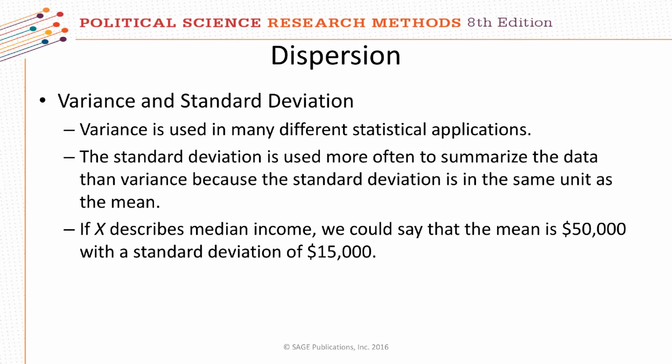Variance is used in many statistical applications. You will rarely ever need to use the variance per se, but you will use standard deviation to summarize data, because standard deviation is in the same unit as the mean. If X describes mean income, we could say the mean is 50,000 with a standard deviation of 15,000.